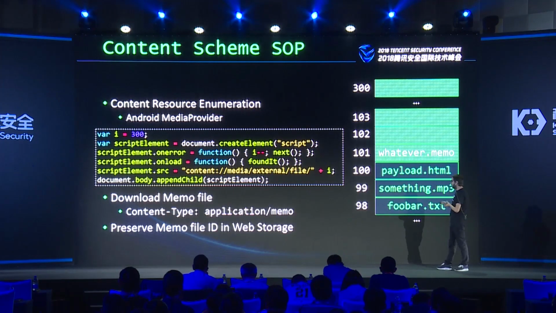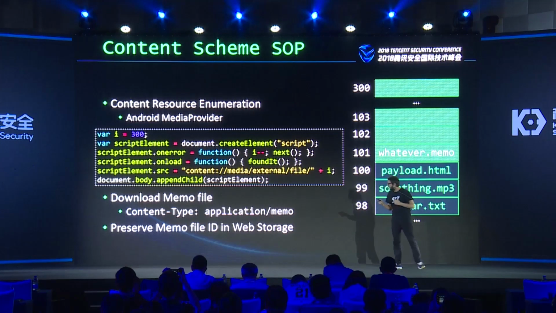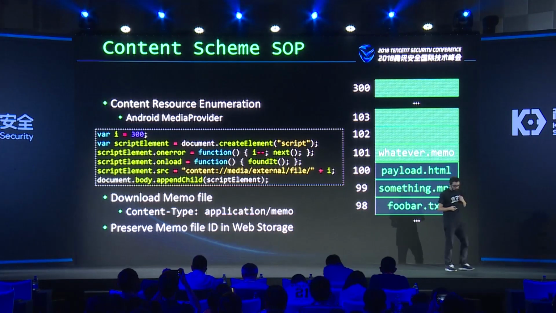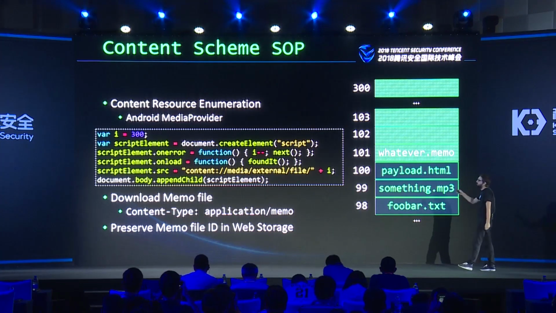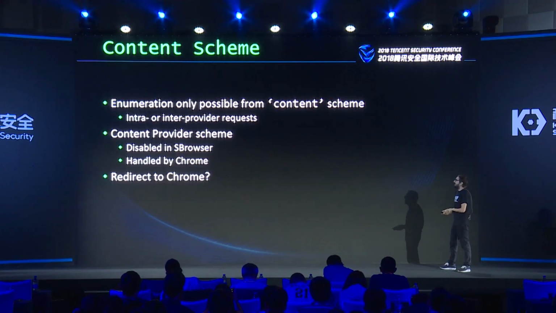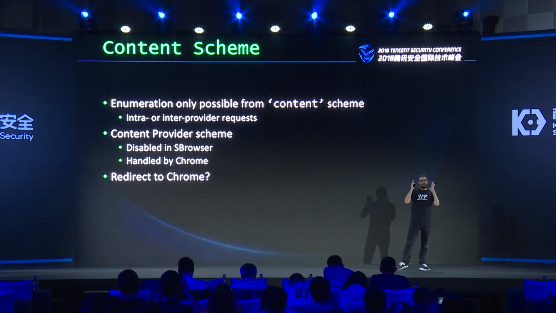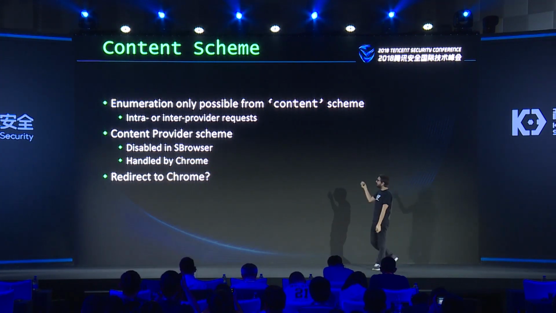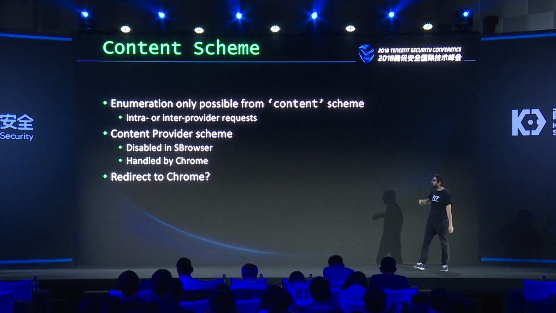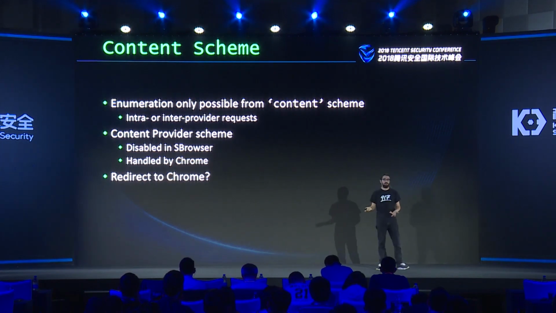This is what it looks like. If we're in a browser and we force download a file with an application/memo MIME type, we can use JavaScript to brute force the ID that corresponds to this file in a content provider. However, as I said, this can only work from a content scheme. If you're in an HTTP scheme and you try this JavaScript snippet, it won't work because of same origin policy. But if you're in a content scheme and you execute the same piece of JavaScript, it will actually work.